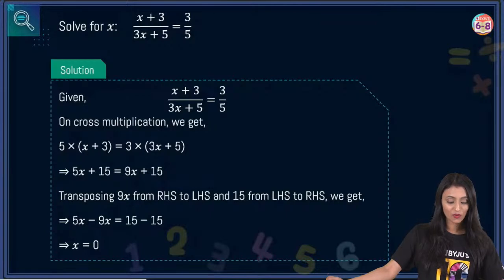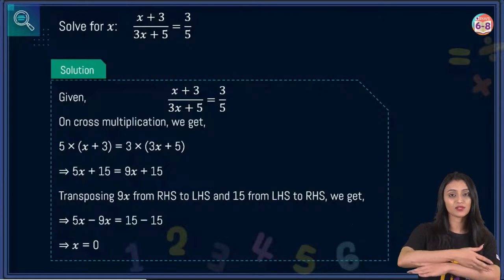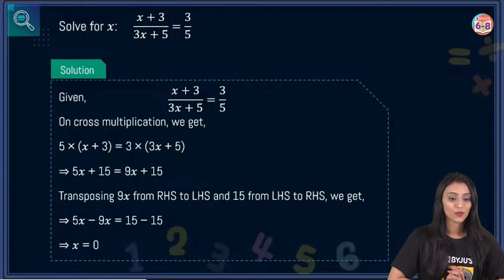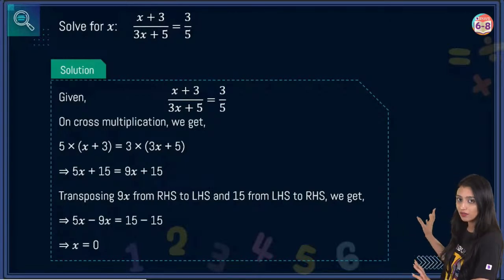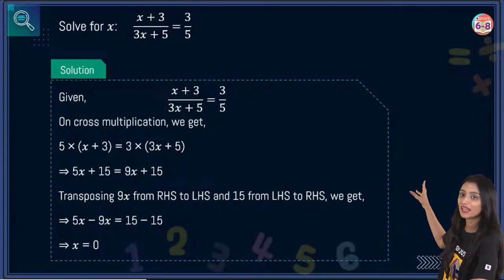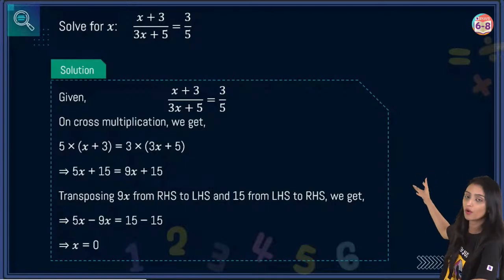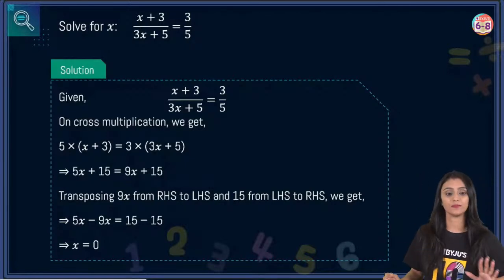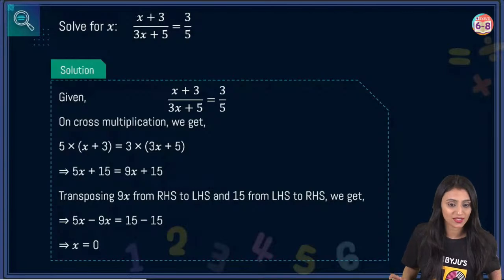Alright, let's quickly take a look. On cross multiplication, we get 5x plus 15 equal to 9x plus 15. Let's take variables on one side, constants on one side. What do you get? x equal to 0. See, this was not difficult, I would say. Not difficult actually. But the only place where you could go wrong is in the calculation. That's it. You would also agree to this.